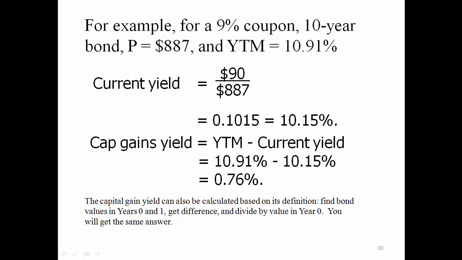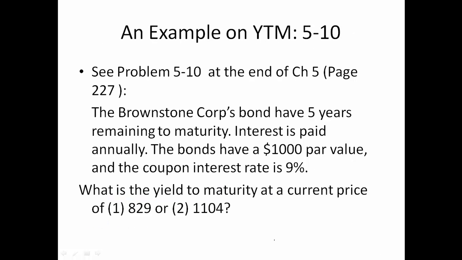You can also calculate this capital gain yield by calculating the bond price in year 1, and finding the difference between the bond price in year 0 and year 1, and dividing this difference by the price in year 0, which is the $887. So then you will get the same answer, which is 0.76%. We'll take a look at example 5-10 at the end of chapter 5.